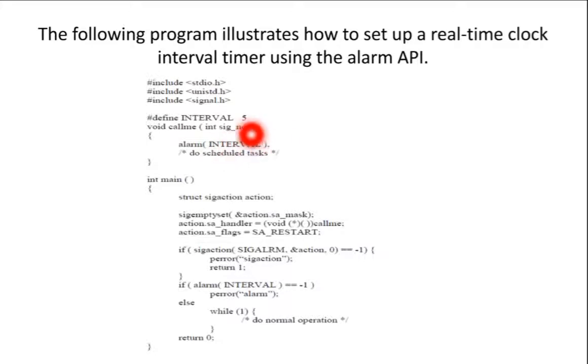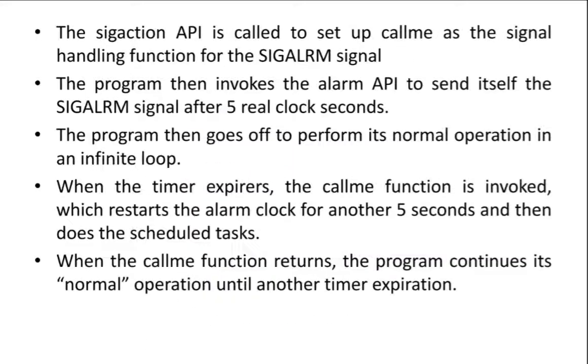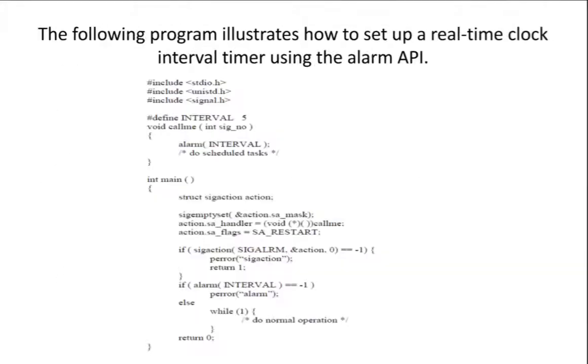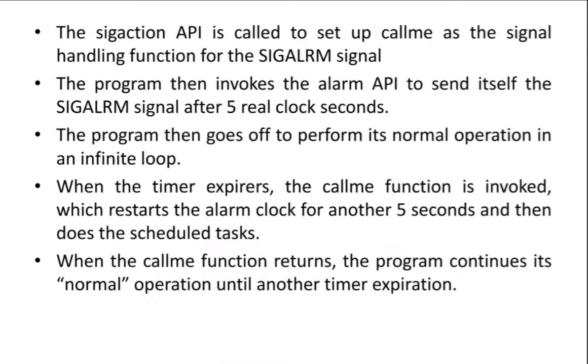How are we doing this? Using the alarm API. You can see there, using the alarm API, you are sending a signal to the interval. So what is the value you defined in the interval? 5. For 5 seconds, you are going to do that scheduled task. The program then invokes the alarm API to send itself the SIGALRM signal, to do some specific task for 5 real clock seconds.